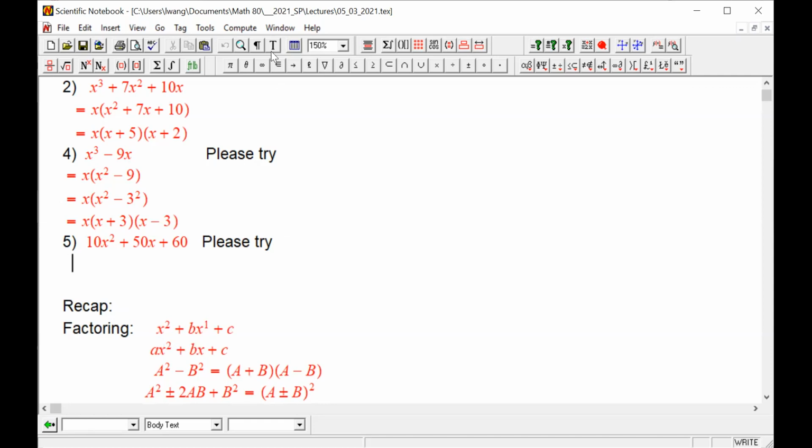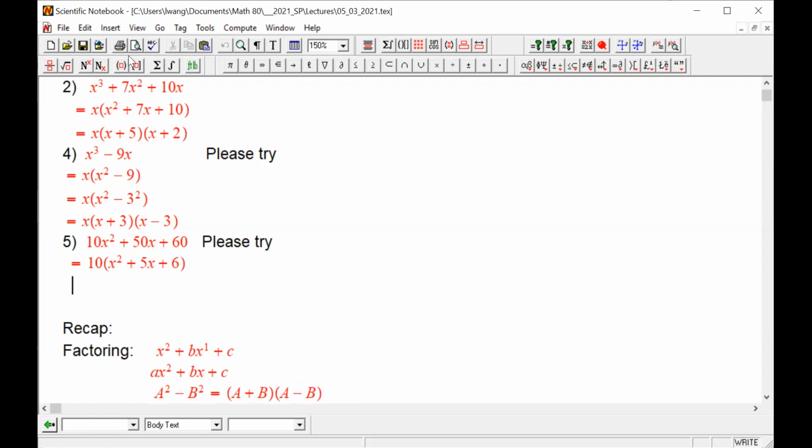Okay. The next one, the greatest common factor is 10. So we can factor out the 10, and we get x squared plus 5x plus 6. And then we factor that, which we already did, so that's going to be 10 times x plus 3 times x plus 2. Done. Right? Is it easy?